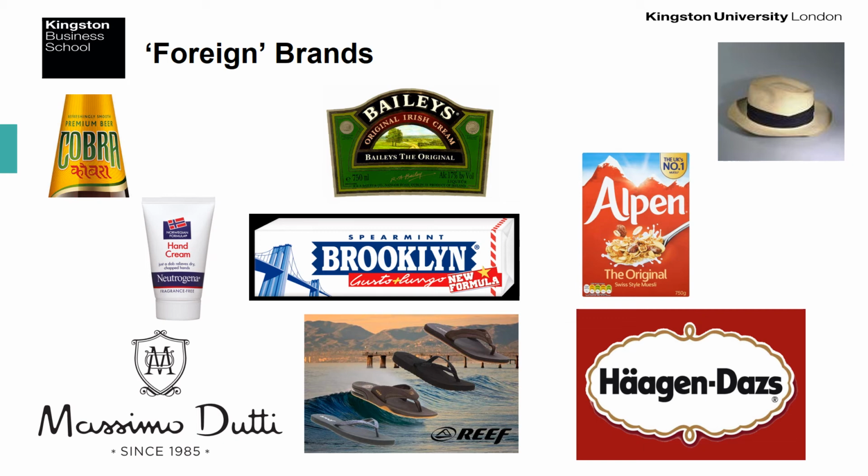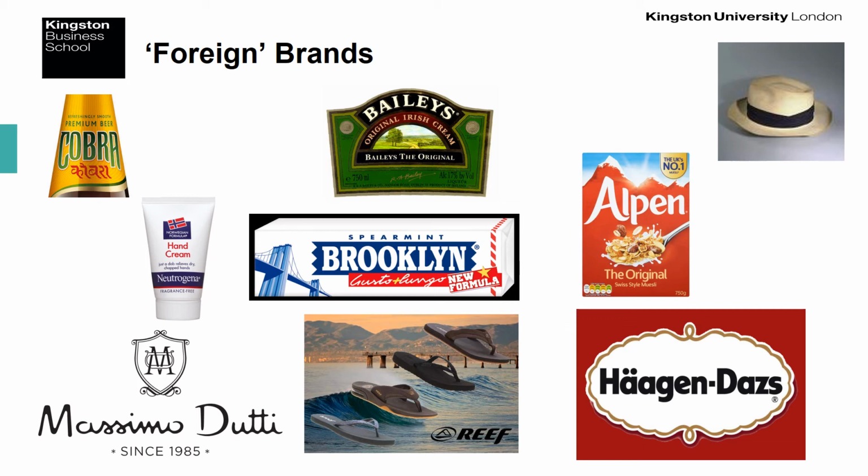Cobra beer looks Indian, it uses Indian script. Neutrogena Norwegian formula hand cream seems to come from Norway. Massimo Dutti, since 1985, is a very Italian sounding clothing brand, and so on and so forth. And the top right is a Panama hat, more of that in a minute. What actually links all of these brands together is that they don't come from where they claim to come from.